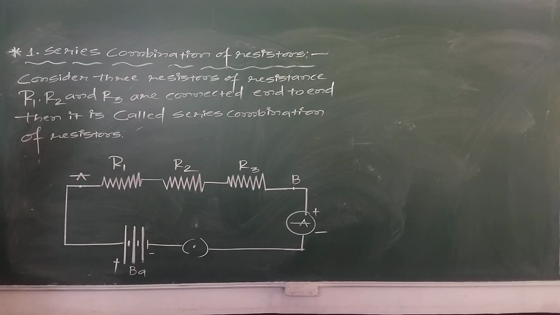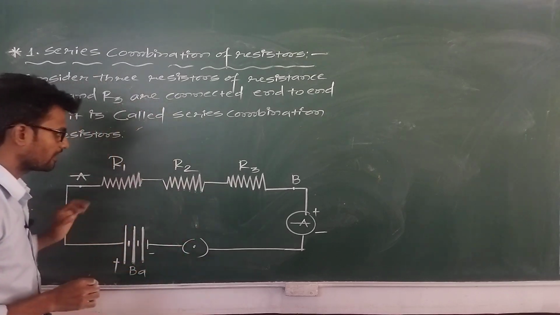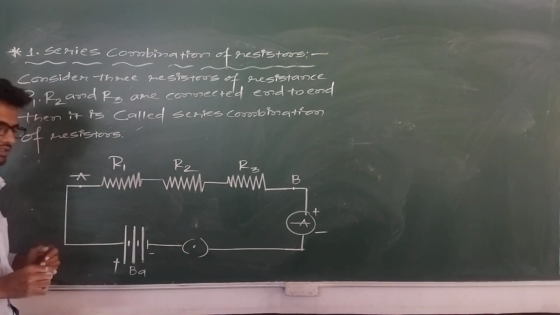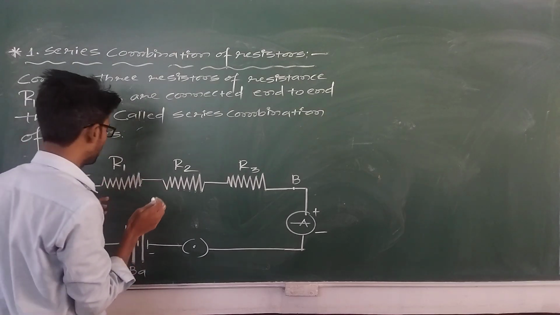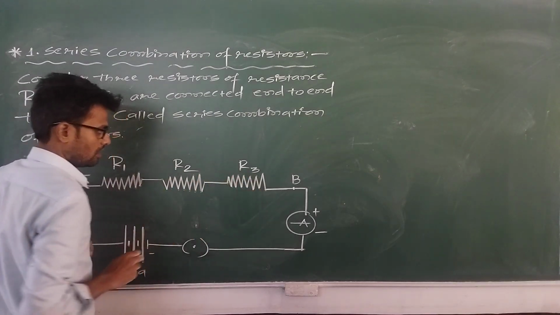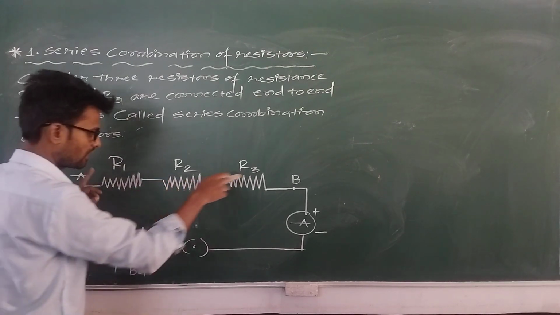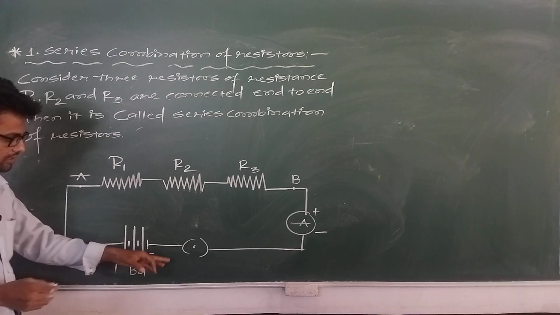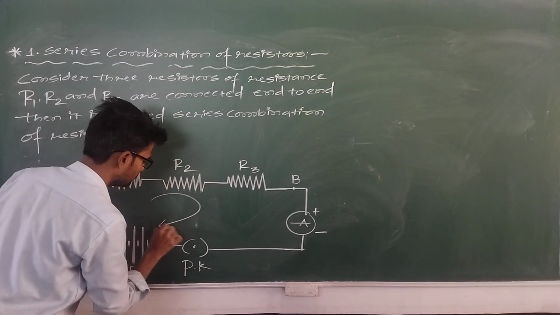Alright. See, we are having three resistors of resistance R1, R2 and R3 which are connected end to end. For this we are telling series combination of resistors. The end points of the resistors, that is the end points A and B, are connected to a battery, and the plug key is closed. The electric current is flowing in this direction.